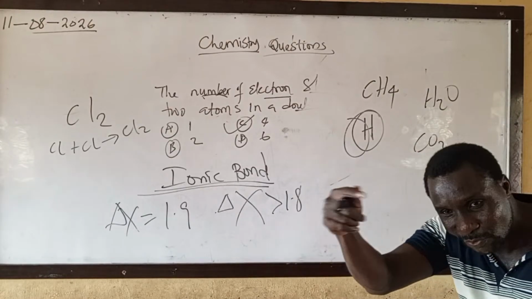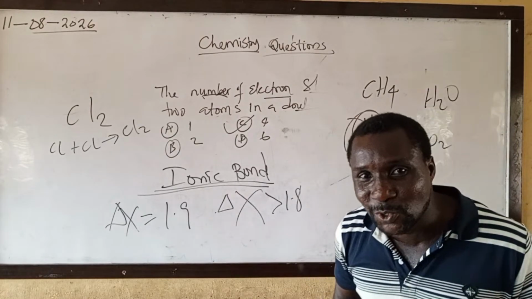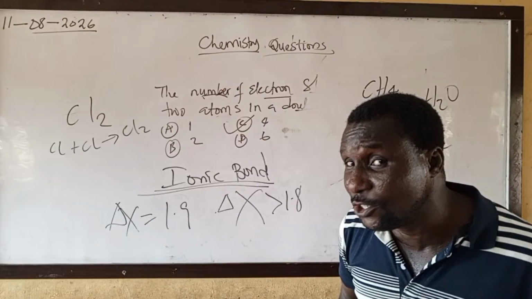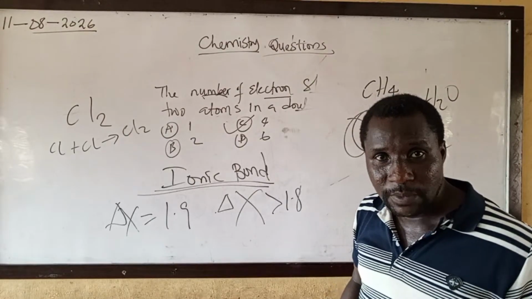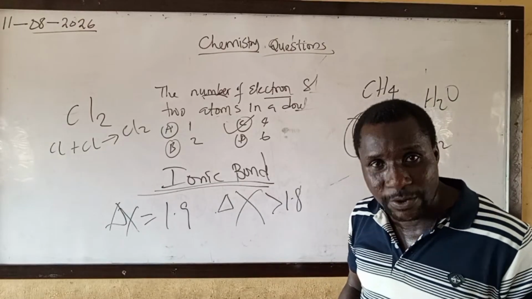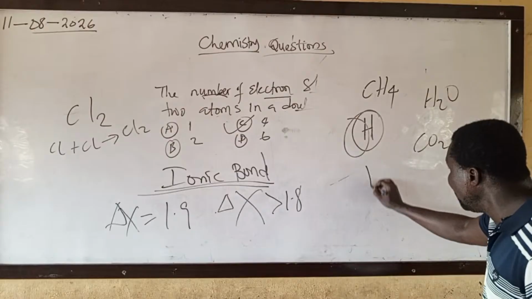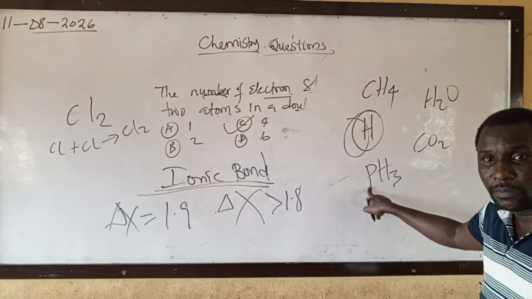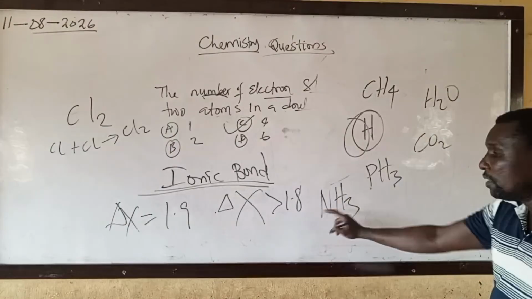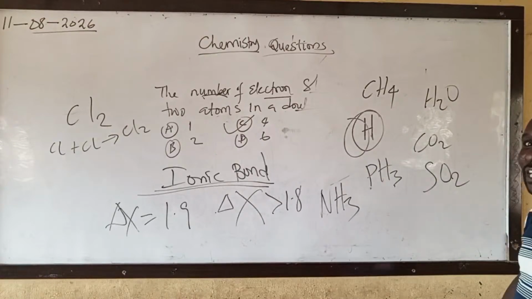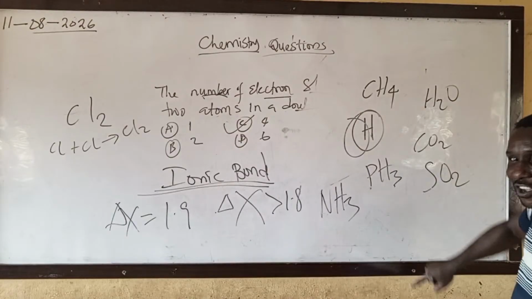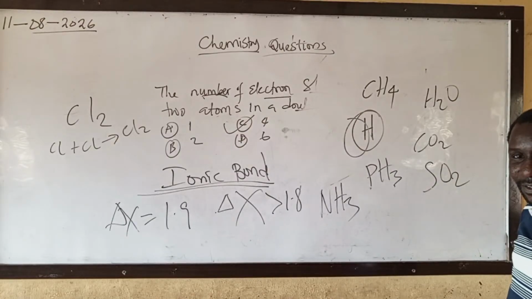I will give you the conditions tomorrow. They can't teach you that in your school. Atoms that can be central atoms, they cannot teach you. Look at this one, PH3. Which one is the central atom? Phosphorus. NH3, which one is the central atom? SO2, which one is the central atom? Sulfur, because the electronegativity of sulfur is smaller compared to oxygen. I will give you those conditions.